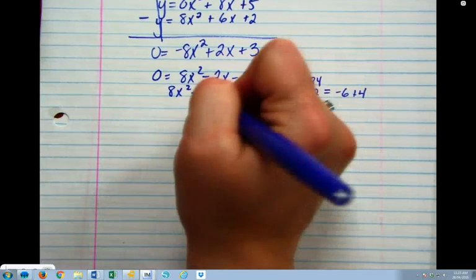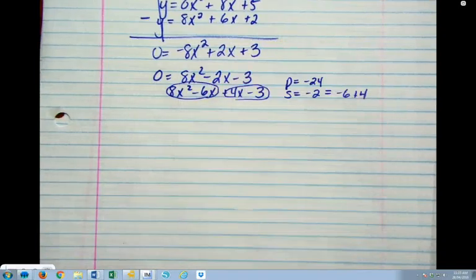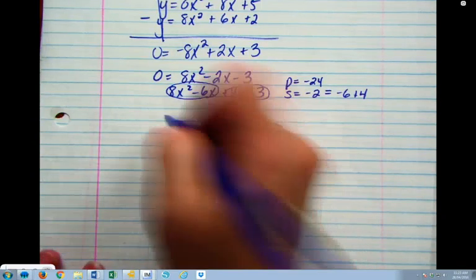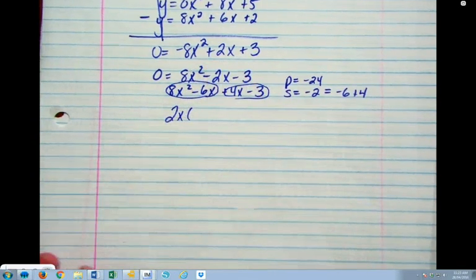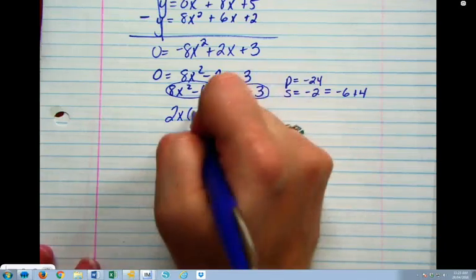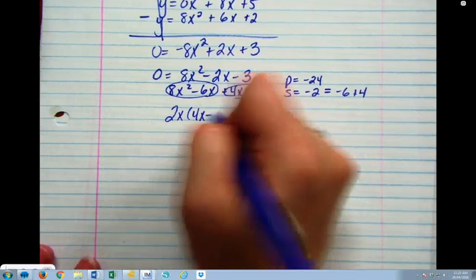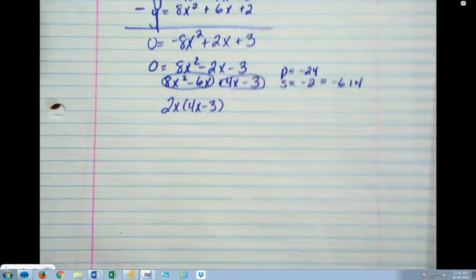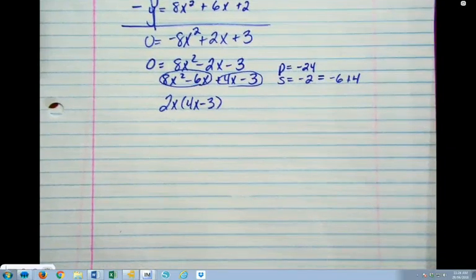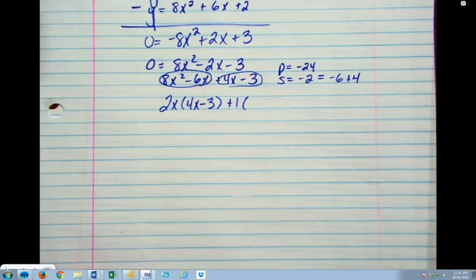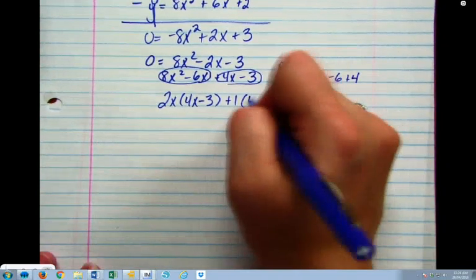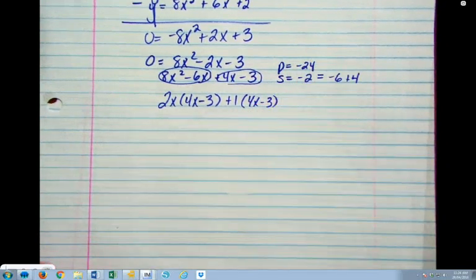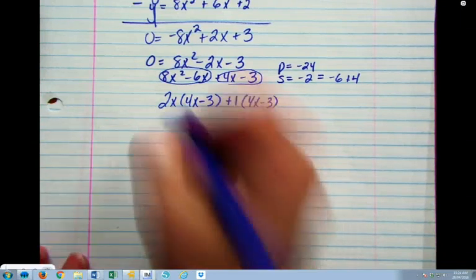I don't know how we broke down. I don't know either. Just to give me nightmares and heart attacks? Pull 2x out of that. Sure. Bracket, 4x minus 3. Yeah. Let's pull a 1 out of 4x. What's our little built-in check at this step? Do the two binomials match? Are they the same? If they are, we're good to go.